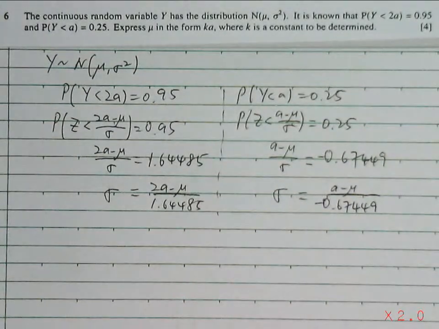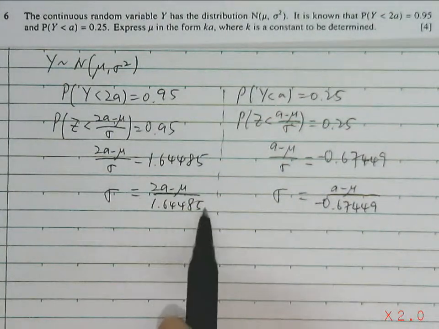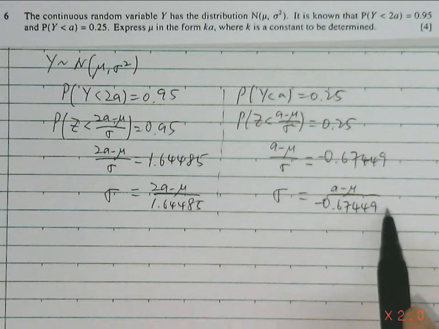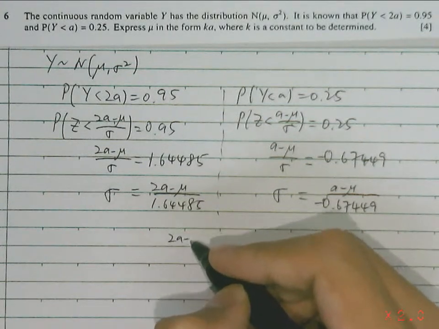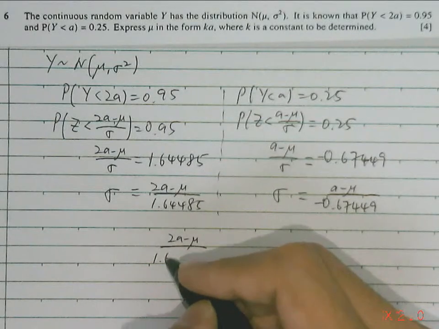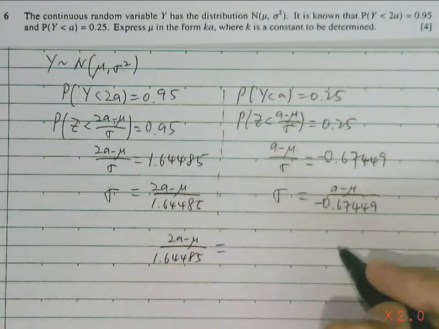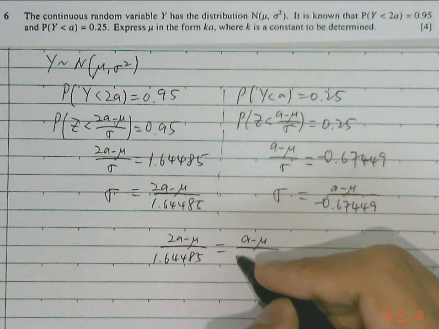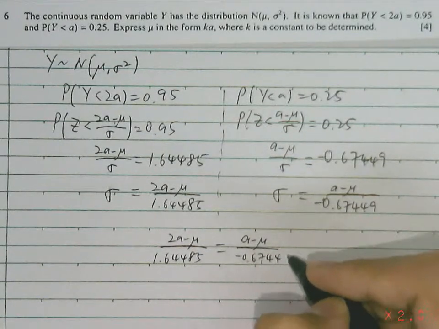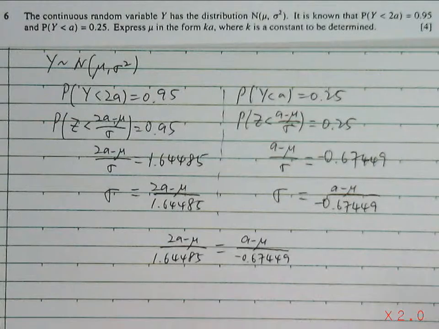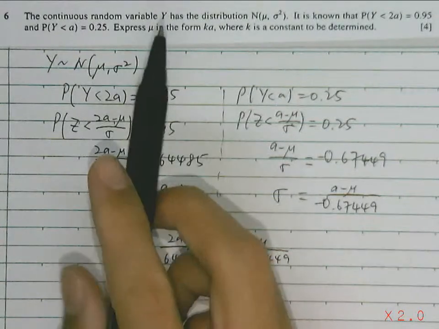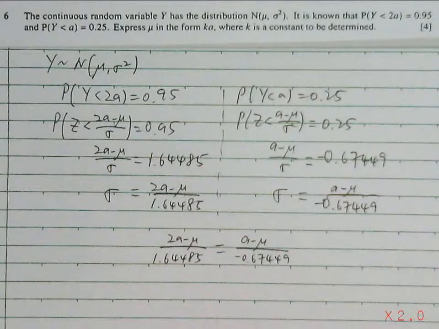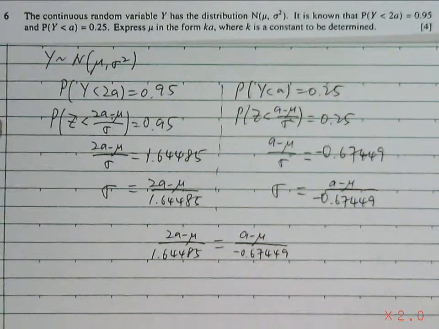Okay, so now we have sigma equals something here and sigma equals something, so we can easily equate them. So we will end up with 2a minus mu over 1.64485 equal to a minus mu over negative 0.67449. So visually, we now see an equation with only a and mu variables. So there is definitely a way to express mu in the form of Ka, where K is a constant. So now what we have to do is just simplify this.